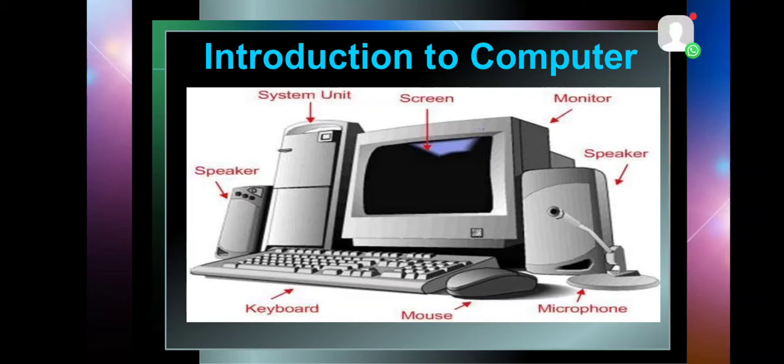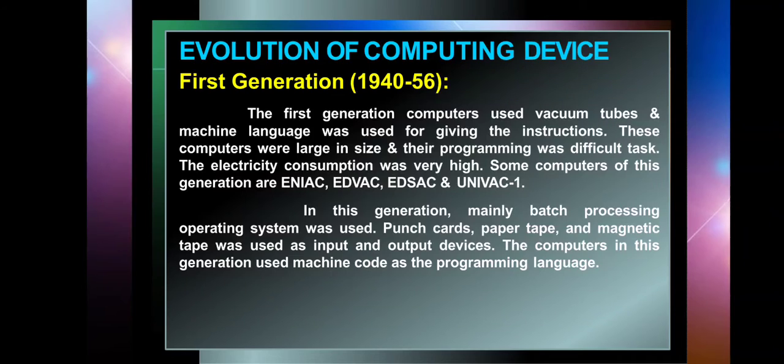Now in the introduction of a computer system, here we can see the computer. A computer has a speaker, a system unit, and a screen. What is a screen? Screen is a monitor, and we have speakers, microphone, mouse, keyboard. So this is how a computer looks.